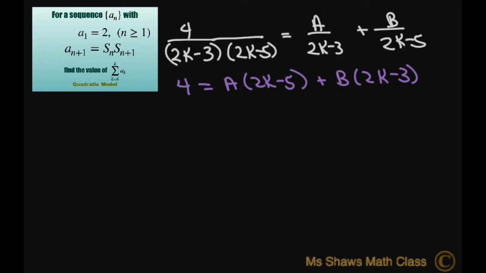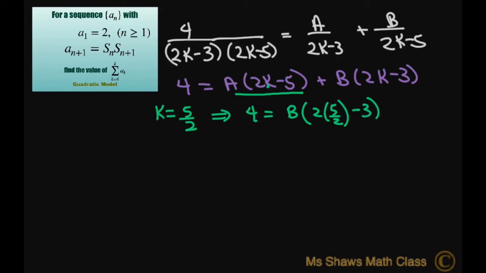All right, so let's let k equal 5 halves, right? So k equals 5 halves. That's going to zero this one out. So you're going to get 4 equals b times 2 times 5 halves minus 3. So basically we get 4 equals 2b. So b equals 2. All right, so b is 2.